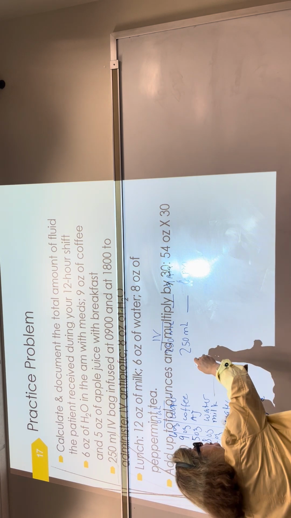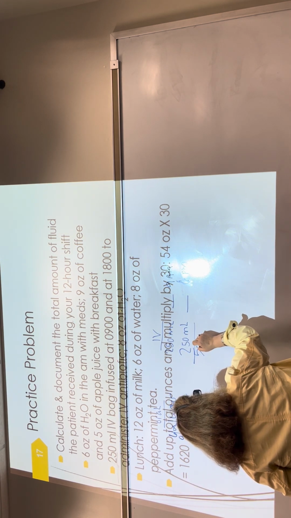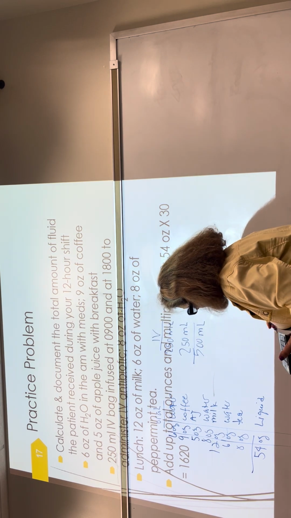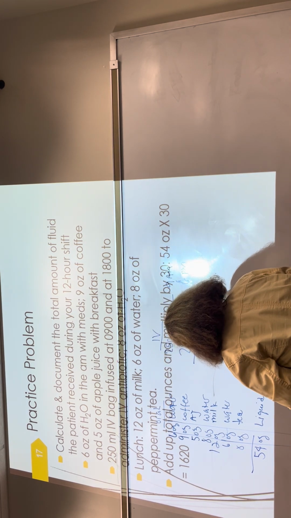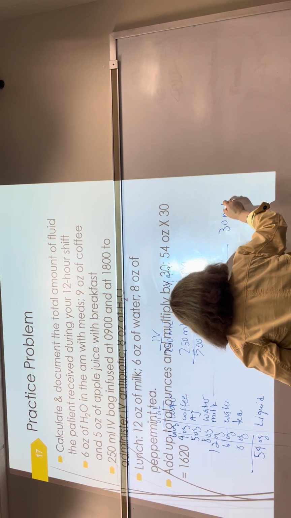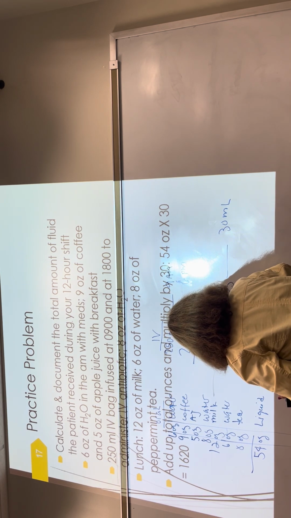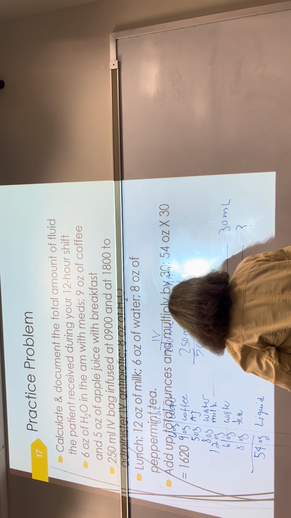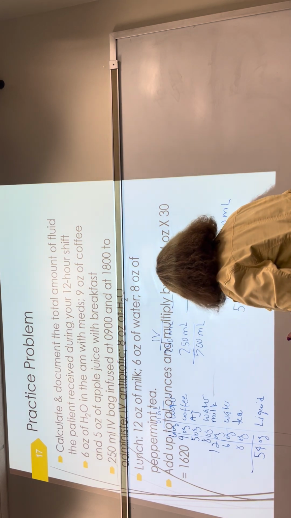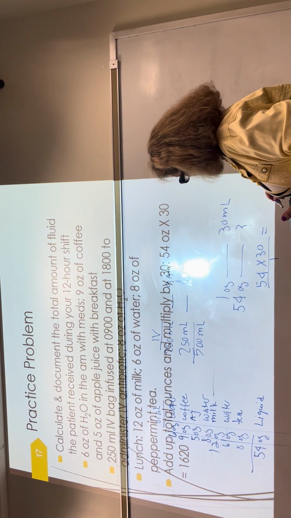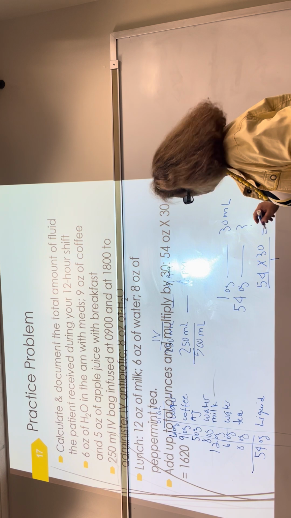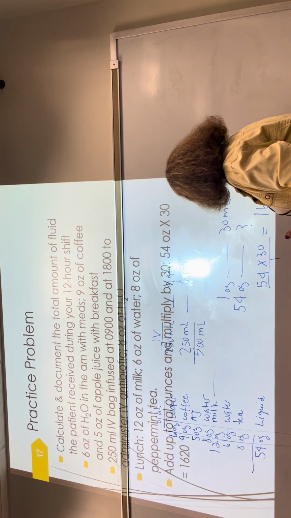And then how much IV do we have? 500 milliliters of IV. The answer has to be in milliliters, so I'm going to convert the 54 ounces into milliliters. 1 ounce is equal to 30 milliliters. So 54 times 30 over 1 is 1620. So 1620 milliliters is the liquid.